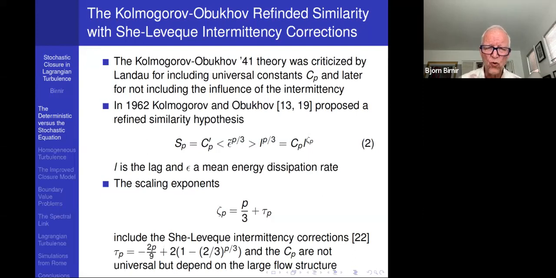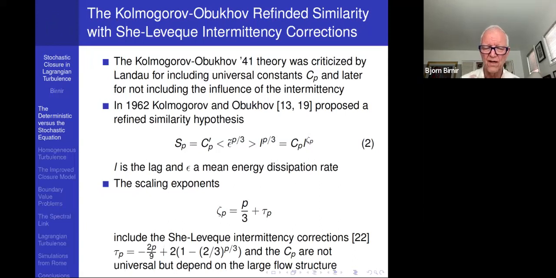So in '62, they came back and proposed a refined similarity hypothesis, where they take into account the energy dissipation into the flow, and that's going to contribute to the exponent of the lag variable. So you get a new exponent, zeta_p, and the scaling exponents are the old exponent plus the intermittency corrections.